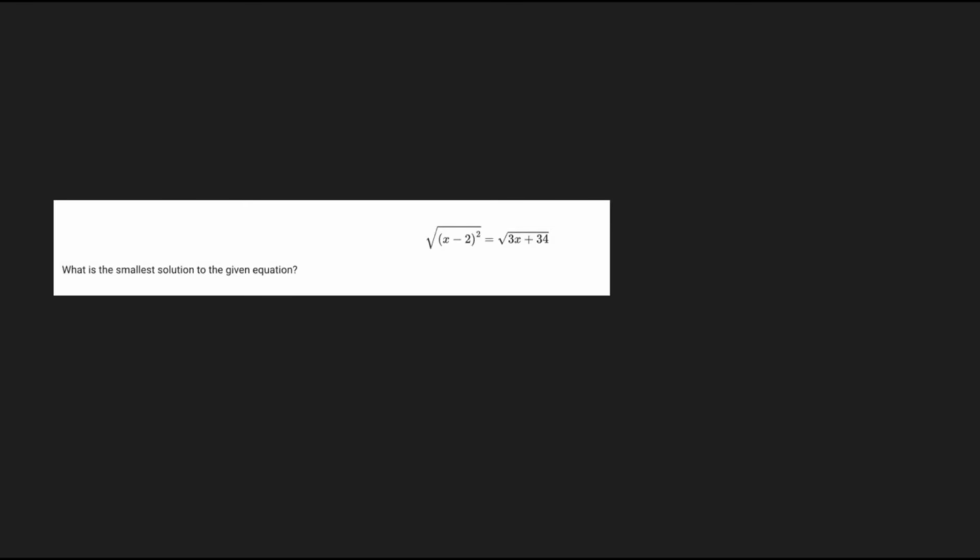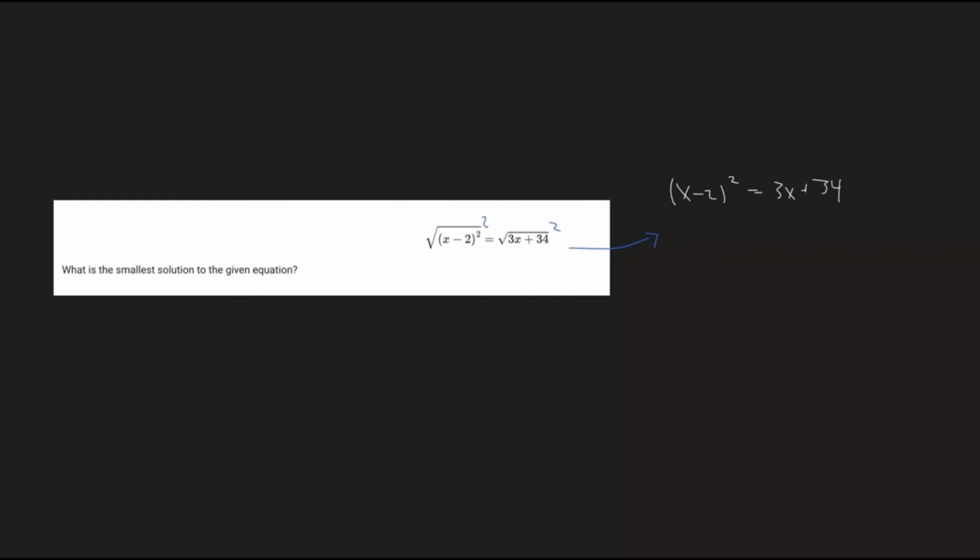The smallest solution to the equation. So this is just straight up algebra. Let's just start this off. I'm not going to rewrite the entire thing, but we have the square root of x minus 2 squared equals the square root of 3x plus 34. So the first thing we want to do here is get rid of the square root, so let's just square both sides. And so now we're left with the following equation: x minus 2 squared equals 3x plus 34.